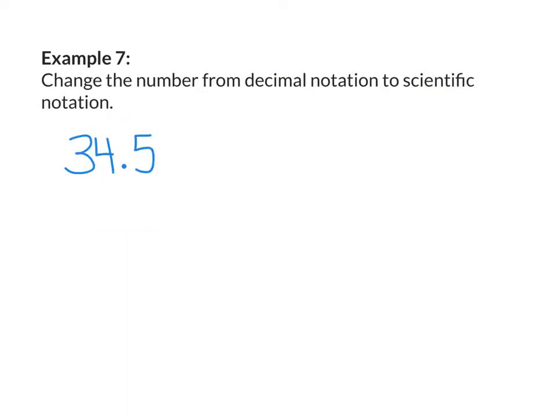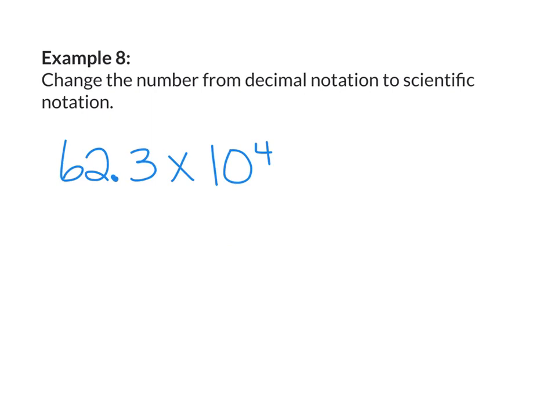Example 7. Change the number from decimal notation to scientific notation. I know that since this number is greater than 1, my exponent will be positive. I also know that in scientific notation, my decimal is going to go after the first non-zero digit. So it will go right here. So I'm going to write down 3.45 times 10. Now I need to see how many jumps I'm going to make. 1. So it'll be a positive 1. So my answer in scientific notation is 3.45 times 10 to the positive 1.